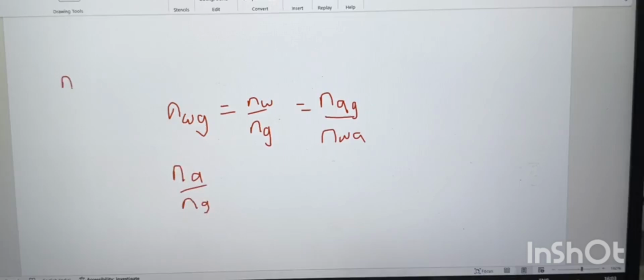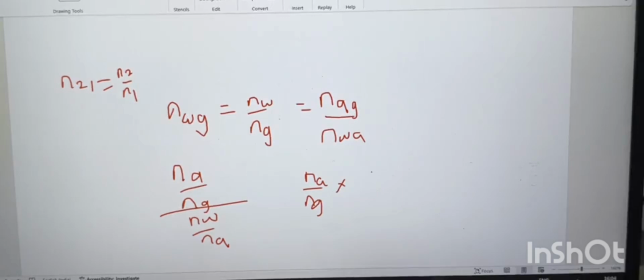See, generally N21 is there, meaning it is N2 by N1. This is a general formula. Now if NWA is there, it's in the denominator. So if it's in the denominator, NW by NA, we will take the reciprocal of this. Then what will you get? NA divided by NG into NA divided by NW. So we are not getting the value that we need over here, so we will just interchange this.